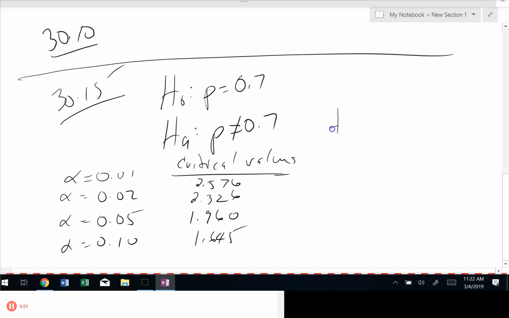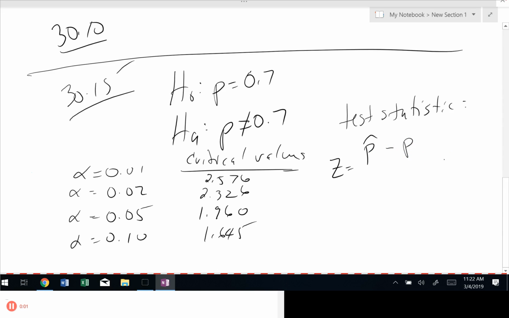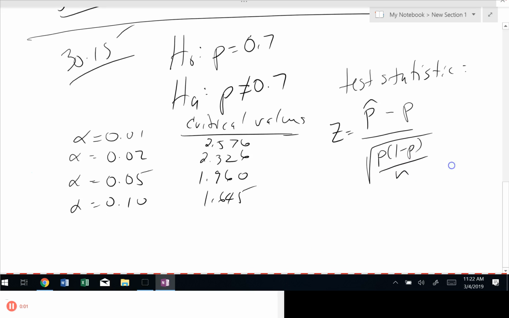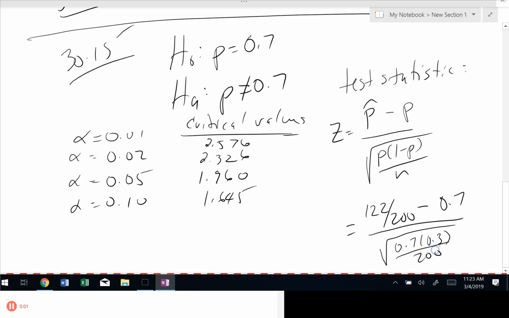For our test statistic then, remember our test statistic is our p hat, whatever our point estimate for the population proportion is, minus p, the purported value for p, and then divided by the square root of p times 1 minus p over n. So in this case, p hat is 122 over 200, because we're doing our population proportion of Democrats. Our purported p is 0.7. And so we'll have 0.7 times 0.3 over 200 in the denominator.